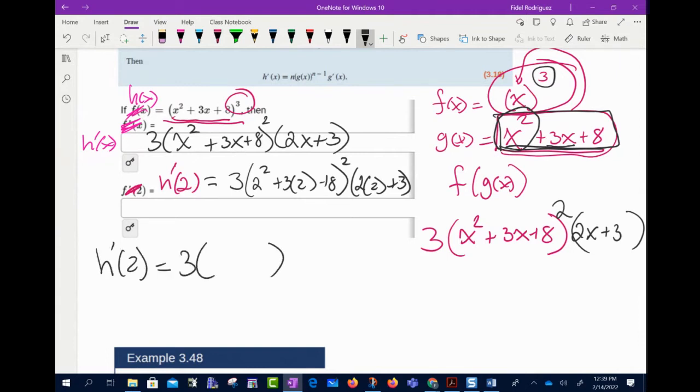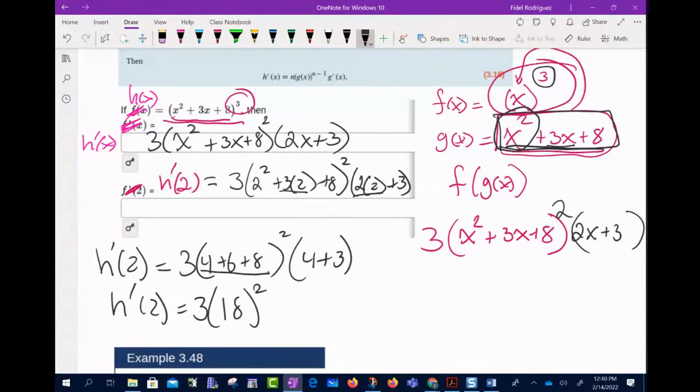Okay, so let's do the inside here first. 2 squared is 4. 3 times 2 is 6. And that's a plus 8, squared. And then 2 times 2 is 4, plus 3. So h prime at 2 is going to be 3 times, let's see, 4 plus 6 plus 8. Everybody agree that's going to give me 18? Excellent. Squared. And that's 7.